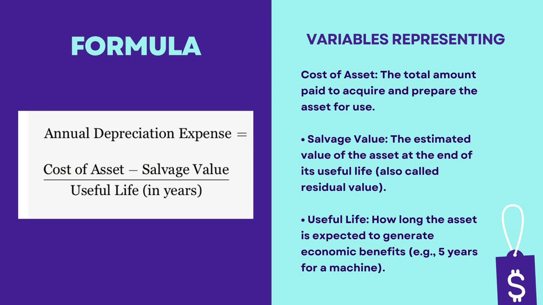Now, let's break down the variables. Cost of asset: this is the total amount you paid to buy and set up the asset, likely including delivery fees or installation costs like that. Next is salvage value, the estimated value of the asset at the end of its useful life. What do you think you can sell it for later? And lastly, useful life: how long you expect the asset to help your business make money.